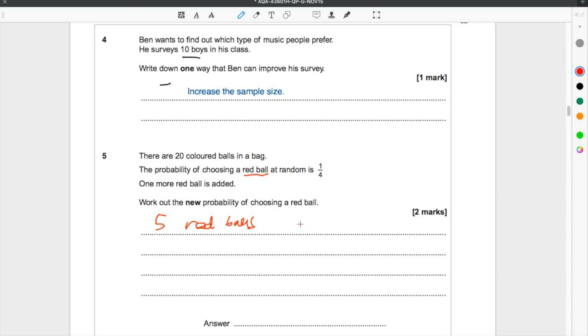One more is added. So now there is 6 out of 20. But it's 21 now because one more red ball is added. So that's one more ball to the total. So 20 add 1 is 21. And there are 5 red balls initially, and if one's added, that means 6 out of 21 are red. So the new probability is 6 out of 21, which we can simplify, because 6 out of 21 is just 2 out of 7.